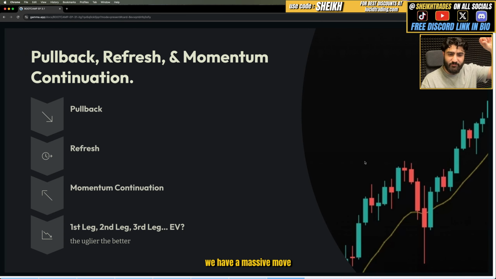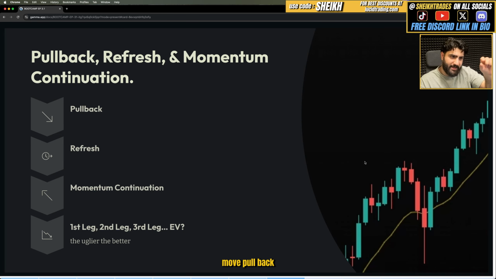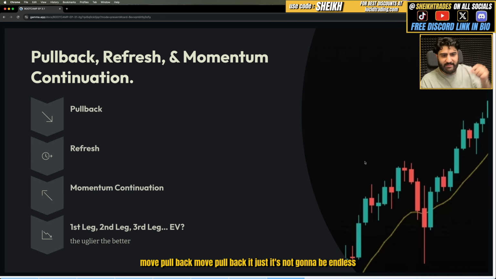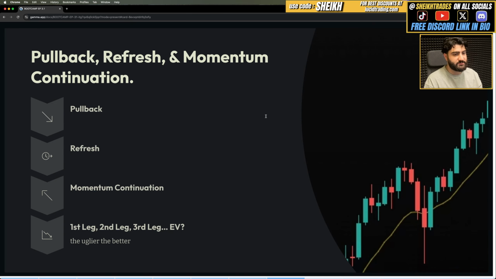We have a massive move. It's very normal to expect the pullback to go back up again. But it's not very normal to expect move, pullback, move, pullback, move, pullback. It's not going to be endless. The market will rotate back down. It will roll over. It will have a backside. So third legs, fourth legs, second legs, they're low EV trades for me. The probability of it going down is higher for me than it going up. So I don't long those anymore. That's why I look to trade the reversal, the backside, the rollovers.